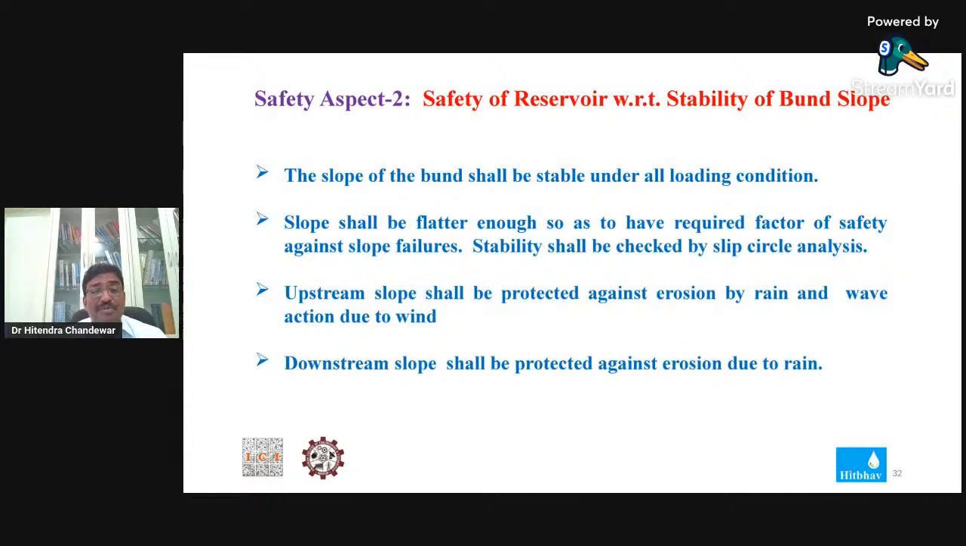Upstream slope is subjected to sudden drawdown condition. Upstream is subject to very different conditions. So there are laid down theories in the codes.